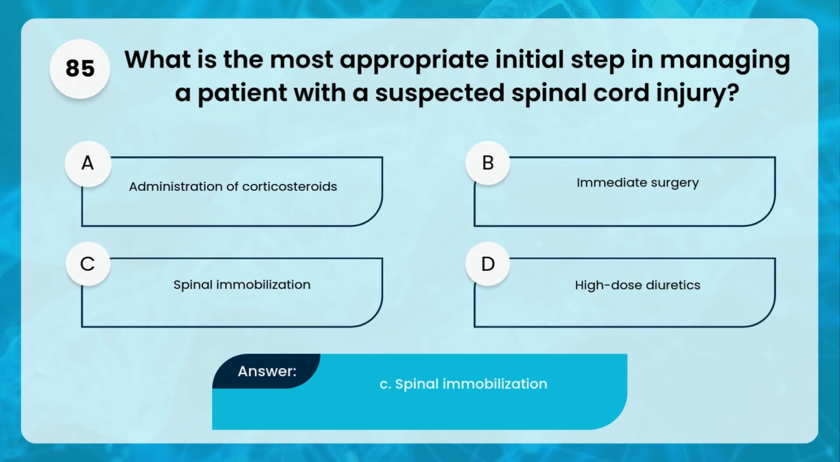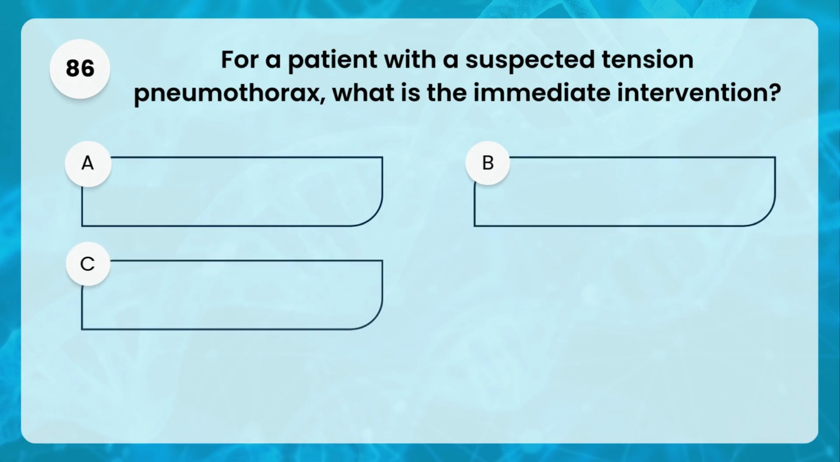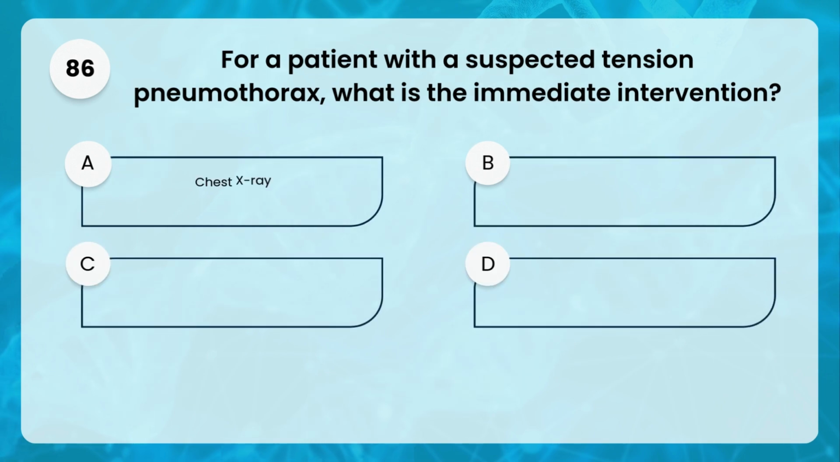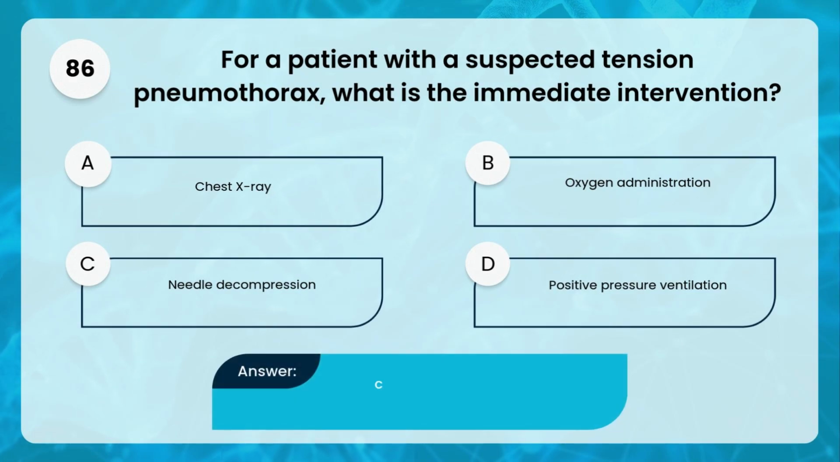Spinal immobilization. 86. For a patient with a suspected tension pneumothorax, what is the immediate intervention? A. Chest X-ray. B. Oxygen administration. C. Needle decompression. D. Positive pressure ventilation. The answer is C. Needle decompression.